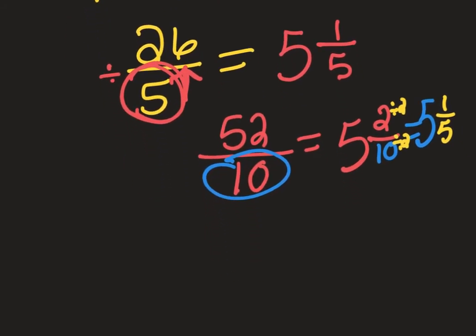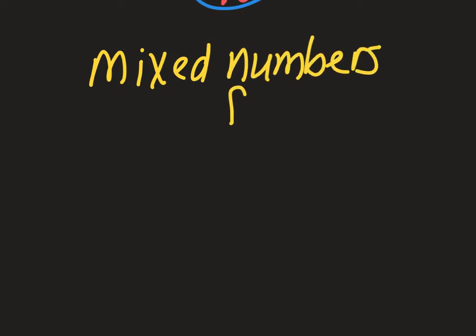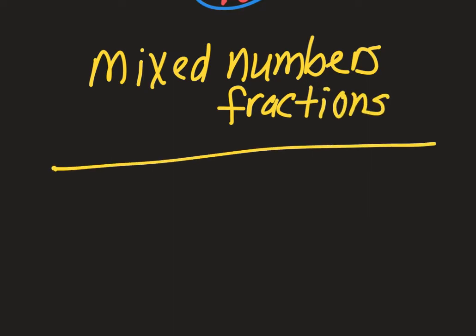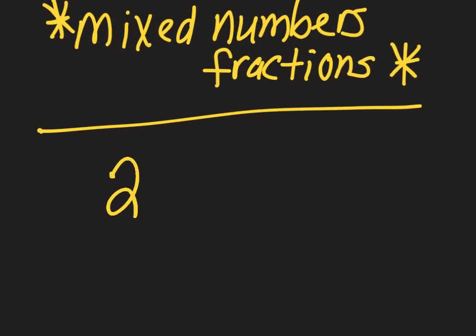Now let's do the opposite. Instead of having improper, let's look at some mixed numbers. Some people say mixed numbers. Some people say mixed fractions. They're both the same thing, so it really doesn't matter. Whichever way you say it, it doesn't matter. Whichever your preference is, I might refer to them as both. Mixed numbers look like this.